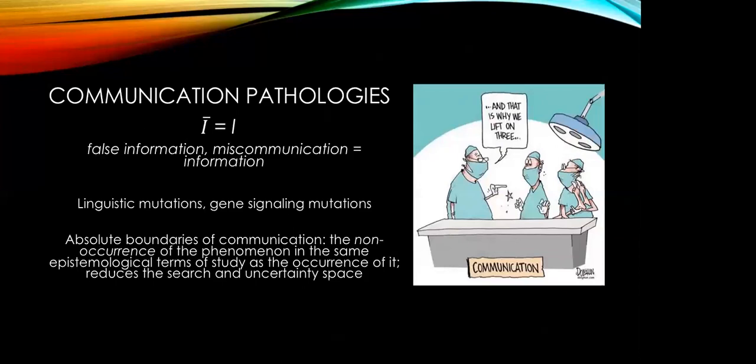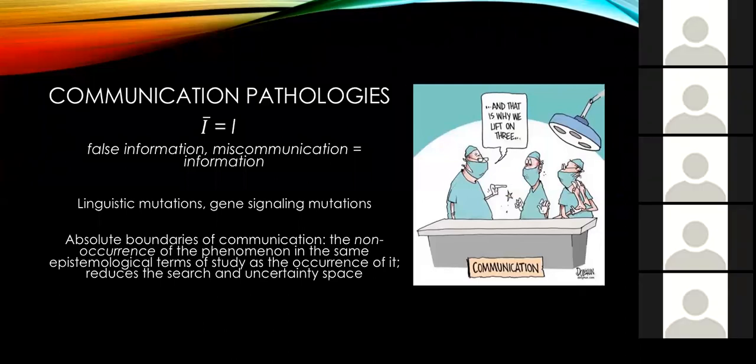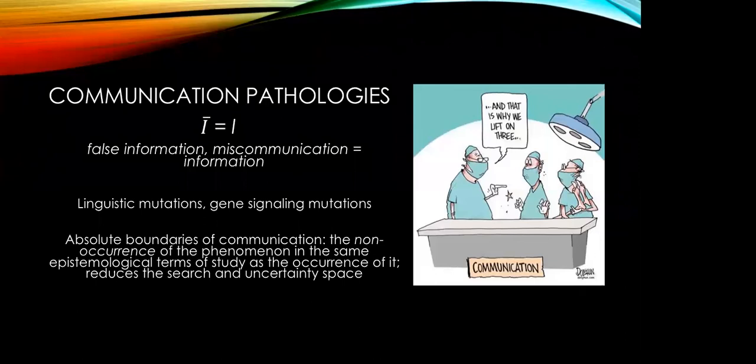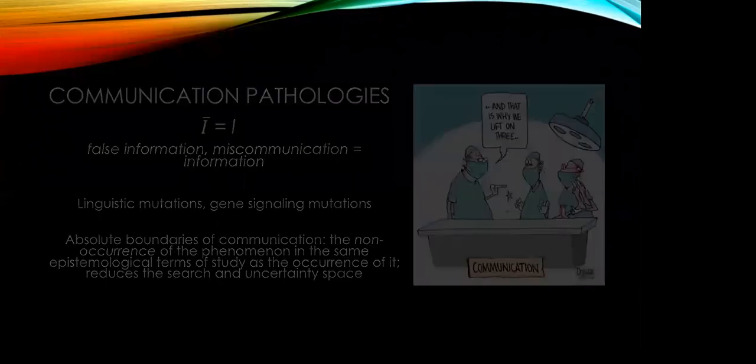should be cataloged. And we also know from linguistic research, or from genetic research or molecular biology research, that when there is miscommunication or false information being transmitted, it's also where some mutations happen, and we have more variation and more diversity occurring, right? So we can have linguistic mutations and gene signaling mutations. And it's important to look at these boundaries when there is a non-occurrence of communication or of the phenomenon, because in this way we are reducing the search space and the uncertainty for such a large and broad phenomenon that is under study.